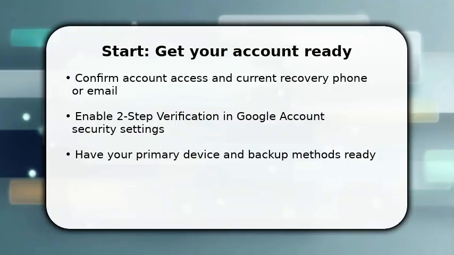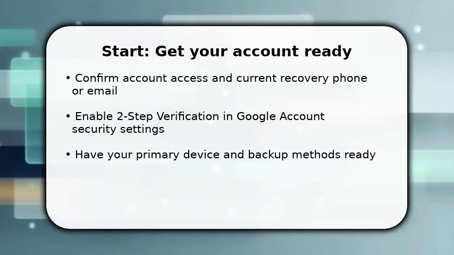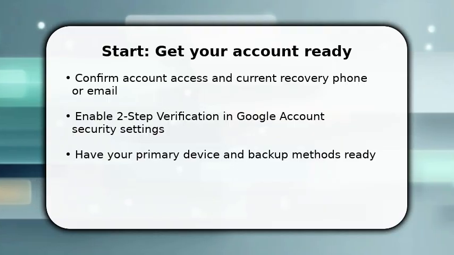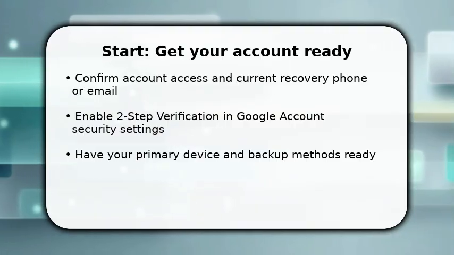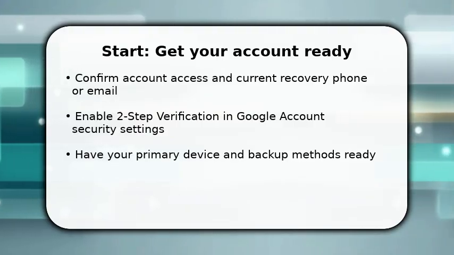You begin by confirming you can sign into the Google account and that your recovery phone or email is accurate. This prevents lockout. Once signed in, go straight to Security, two-step verification, and start the setup. Choose SMS, Authenticator app, or hardware key. Make sure your primary device is with you so codes arrive immediately. Also add at least one backup method now. This saves time later and avoids being stranded if the main method fails.